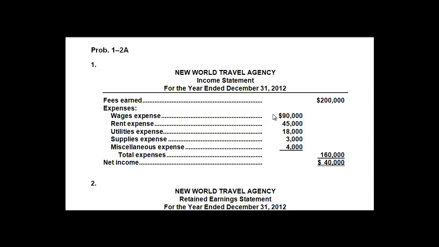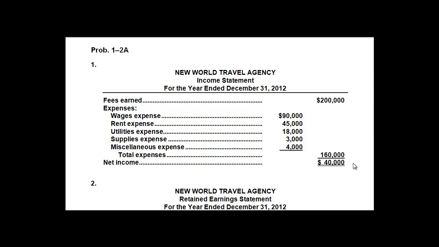We list our wage expenses, our rent expenses, our utilities expense, our supplies expense, and our miscellaneous expense. Notice here at this point in the game we're listing everything based on the dollar size of the amount. That's okay to do it that way. We subtotal all of these expenses together and we're looking at total expenses of $160,000. So we generated $200,000 of revenue. It took us $160,000 of expense to generate that. So we're looking at net income for this accounting period of $40,000.